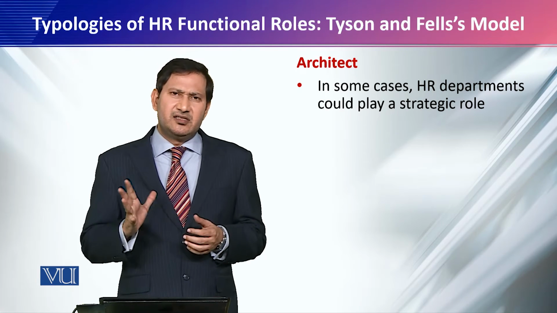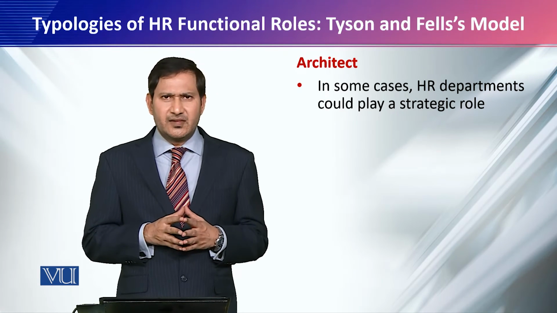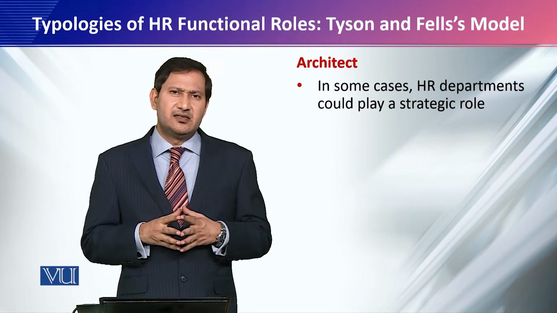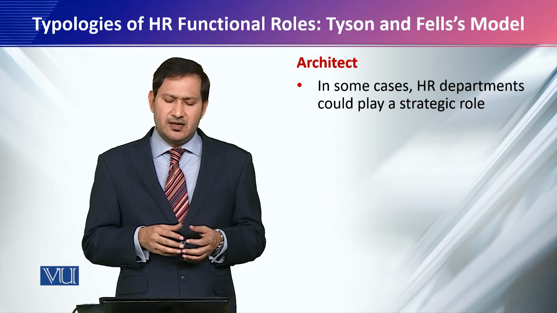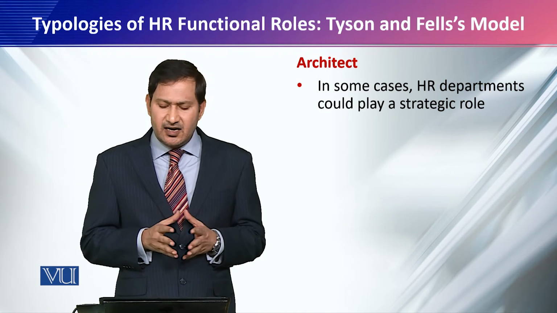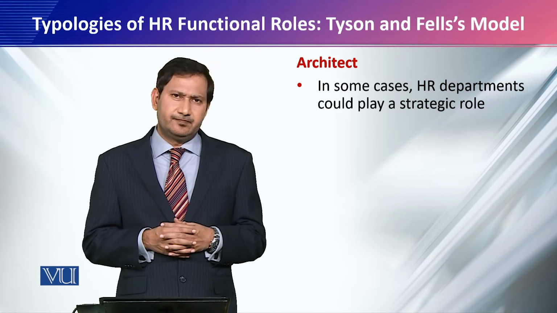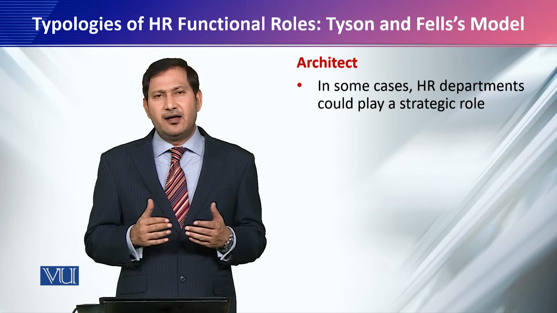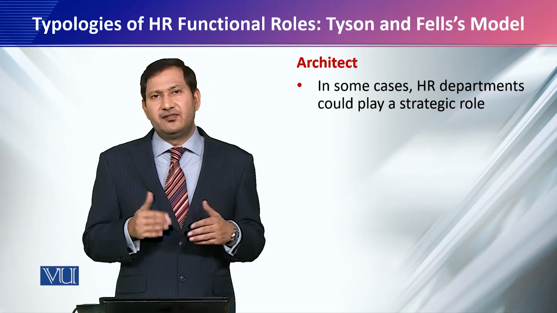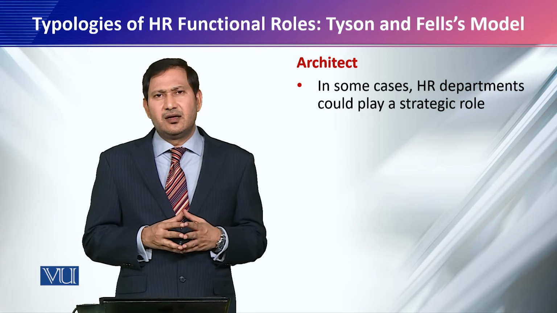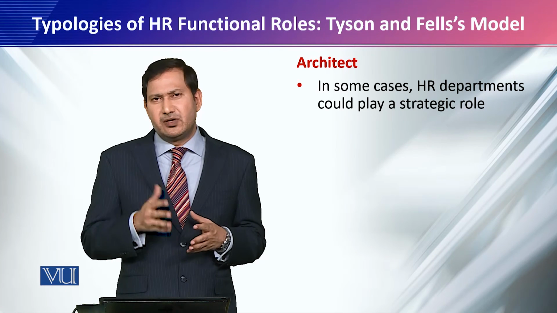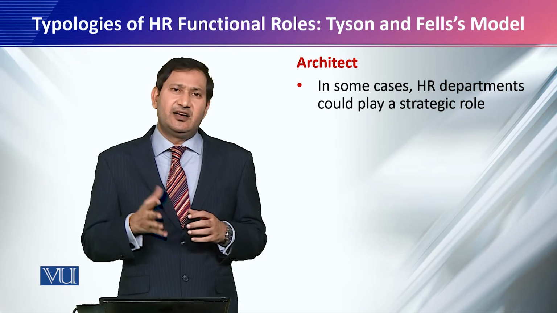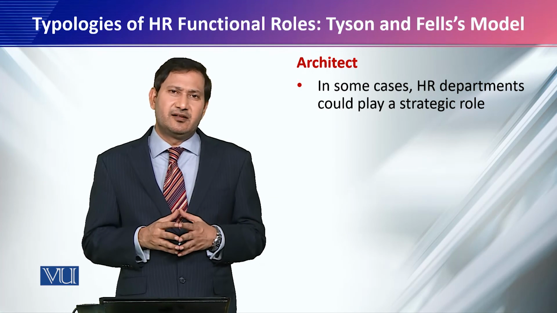The third role, very similar to Legge's role, that is deviant innovator, is architect in the Tyson and Fell model. The architect: in some cases, HR departments could play a strategic role. So they can design, they can develop, they have the opportunity, and they have the ability to introduce strategic human resource management practices or play a strategic role in facilitating the organization to achieve its objective.